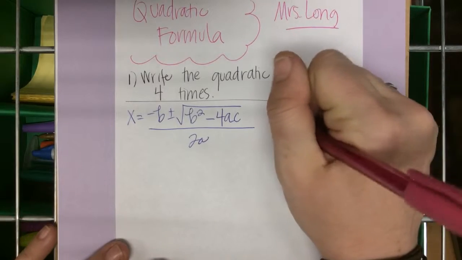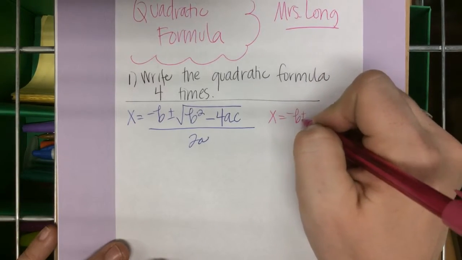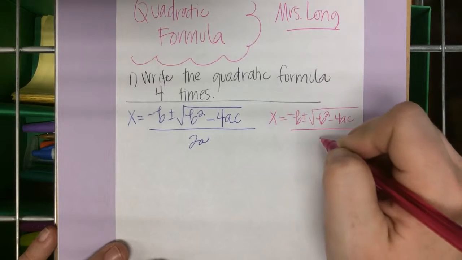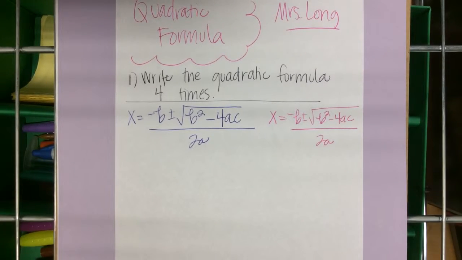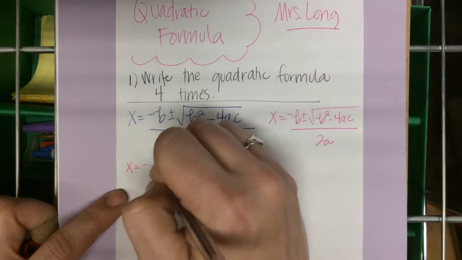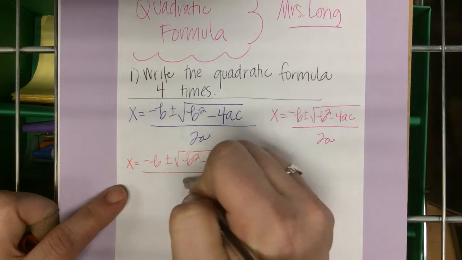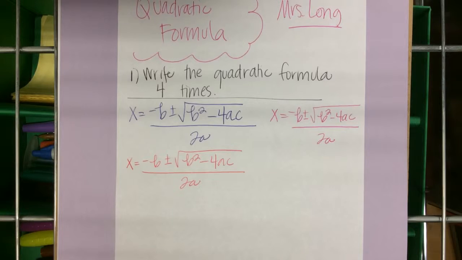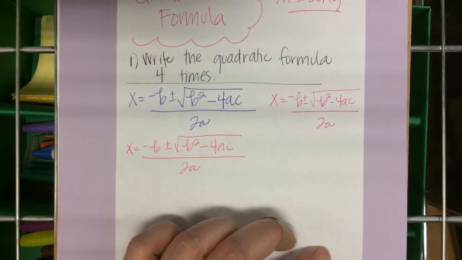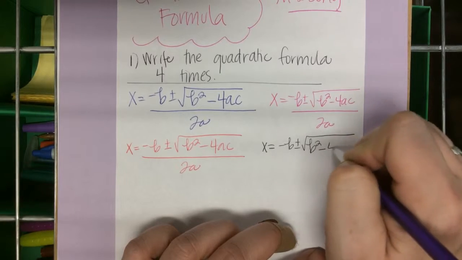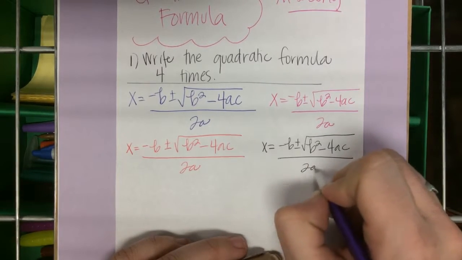I'm going to write it again. X equals negative b plus or minus the square root of b squared minus 4ac, all of that over 2a. I've now written it twice. I'm going to write it again. And one last time, x equals negative b plus or minus the square root of b squared minus 4ac, all of that over 2a.